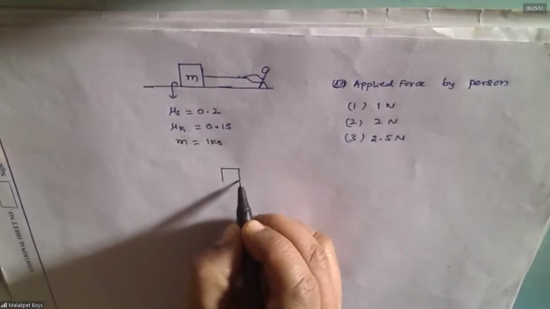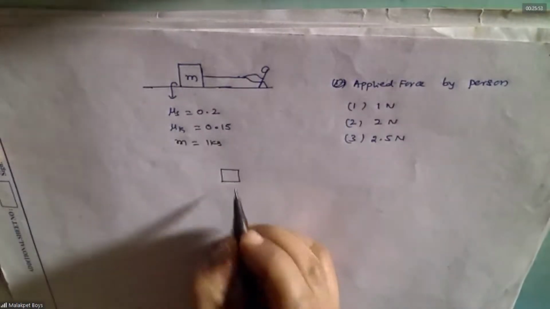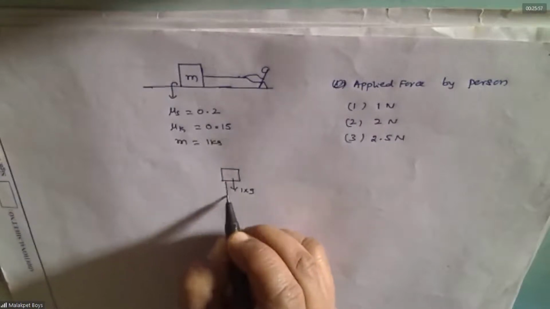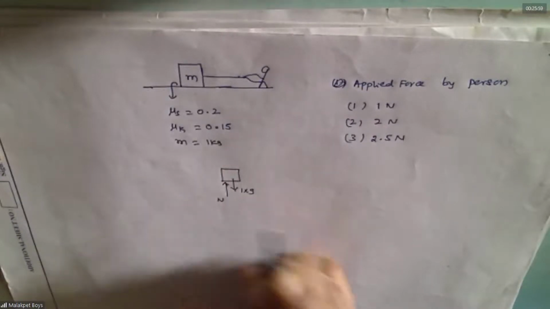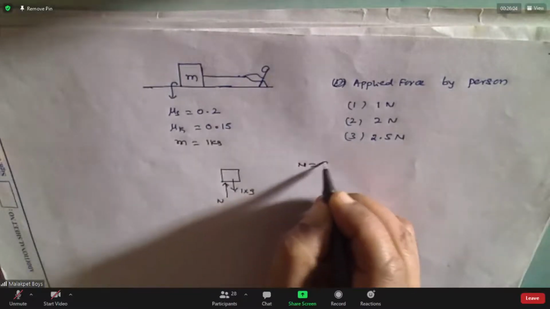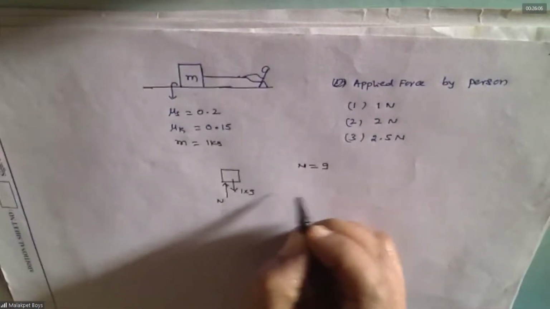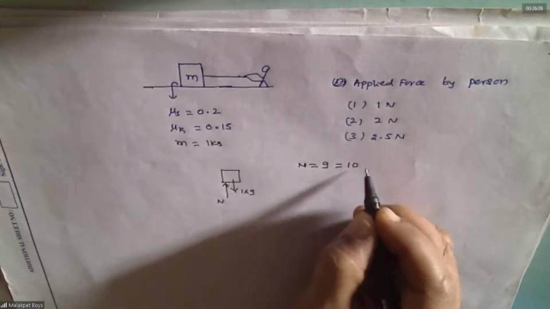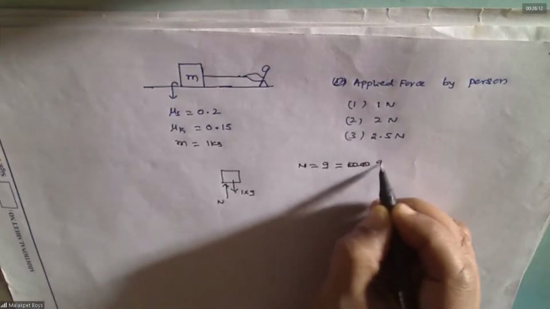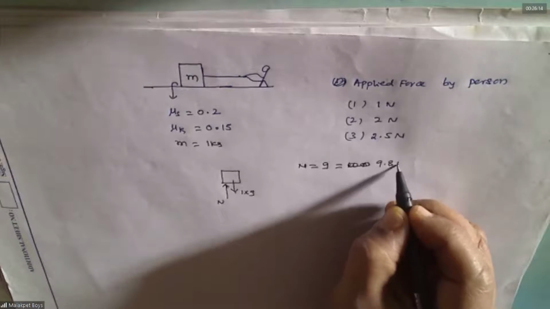Mass is 1 kg. Let us check what will happen. Now since mass is 1 kg, this has 1 into g. This is the normal reaction. So you will have N equals g. Agreed. So this is nothing but 10 Newton. Strictly speaking, you should take the value without mentioning it.